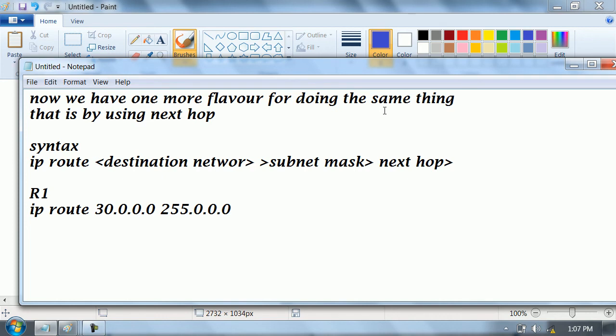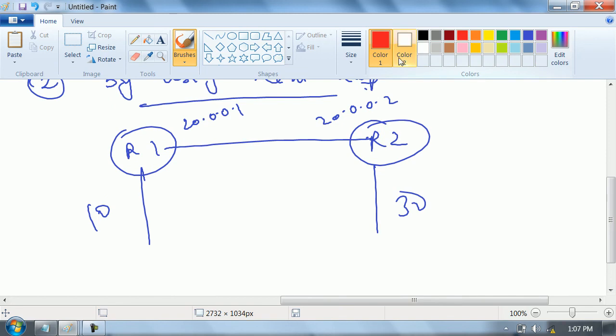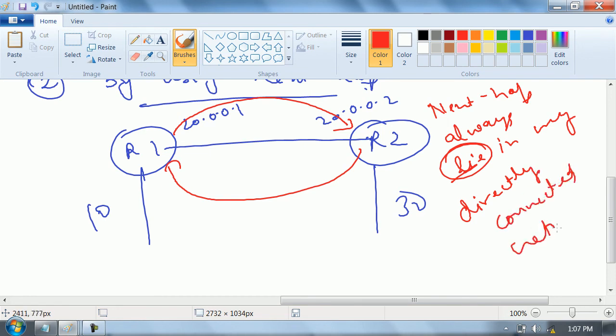Next hop is not clear. See, if I am on R1, this will be my next hop. If I am on R2, this will be my next hop. Next hop always lies in my directly connected network. Fine. This thing is clear. Next hop always lies in my directly connected network. Next hop is also, you can say, a gateway. Agree?